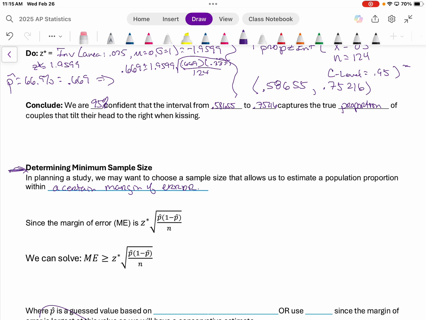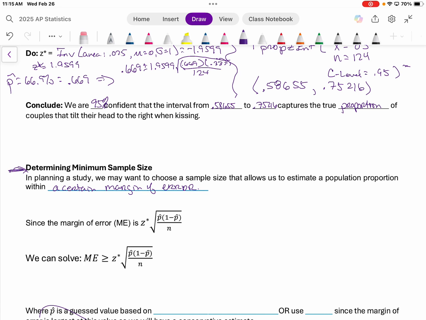And again, when we think about the blast problem with the kissing couples, the confidence interval had a spread of about 17%, which means the margin of error was about 8.5%. Sometimes we want to say, you know what, that's too big of a margin of error. I want a margin of error of maybe 2%, maybe 3%. Now, why would I want to do that?